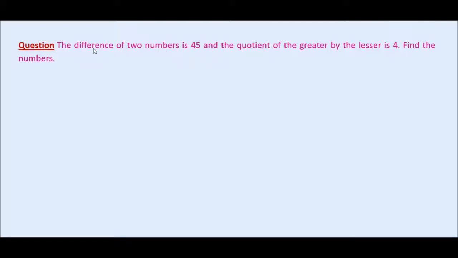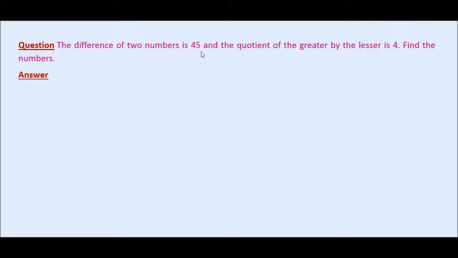So this part can be a single statement, the difference of two numbers is 45, and this can be another statement, the quotient of the greater by the lesser is 4. So we are having two separate statements and we will be framing one equation from this part and the second equation will come from this part. So let's start answering. But before starting to frame the equations, we have to know what are the two variables.